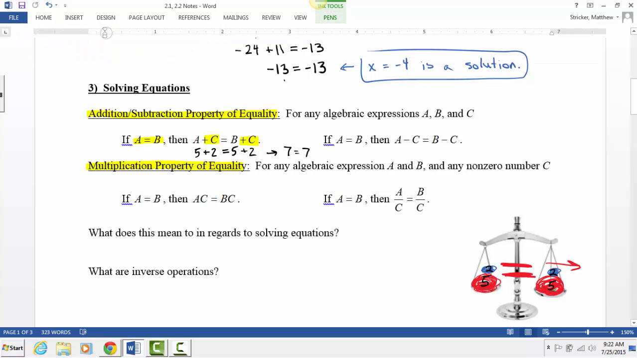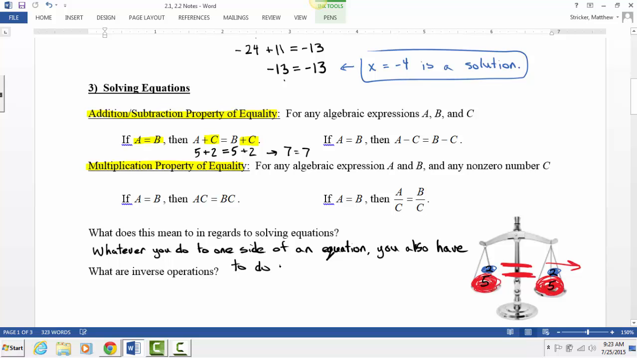Let's write that down. Whatever you do to one side of an equation, you also have to do it to the other side, in order to keep the equation balanced.